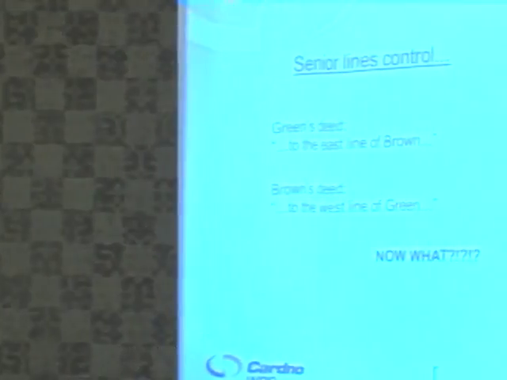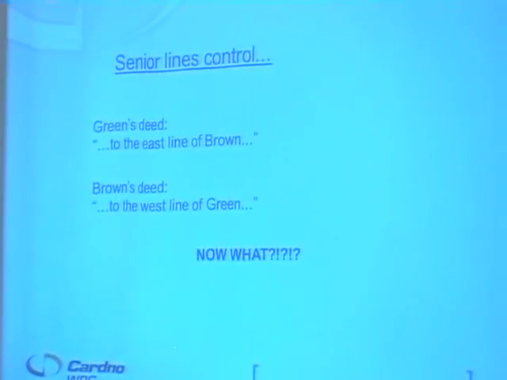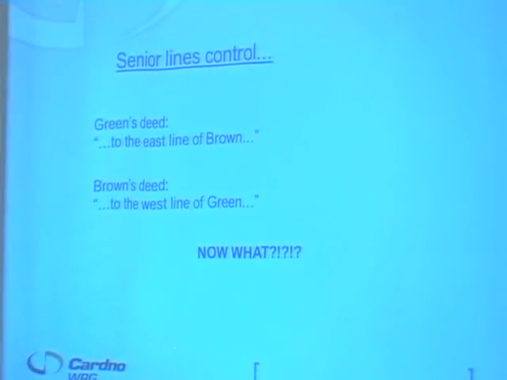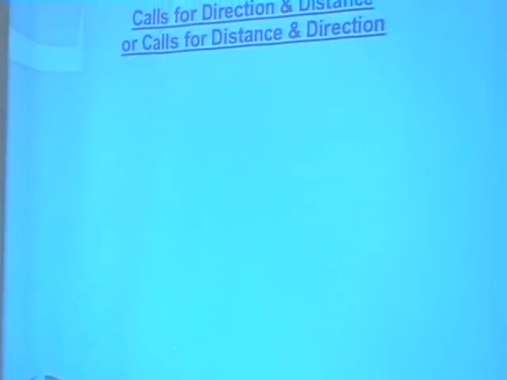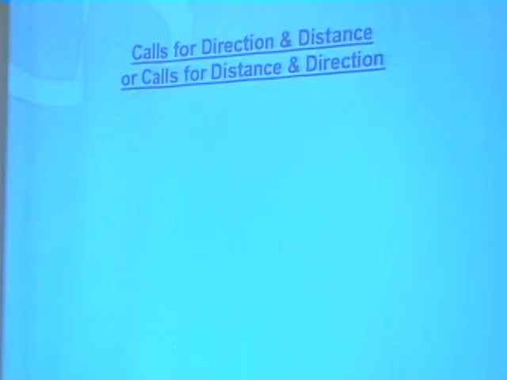Senior lines control. So, you grab the deed, Green's deed. To the east line of Brown, hey, cool. Grab Brown's deed. To the east line, the west line of Green. As one of my mentors told me, your research has just begun. Now's when you need the chain of title. Calls for direction and distance, calls for distance and direction.